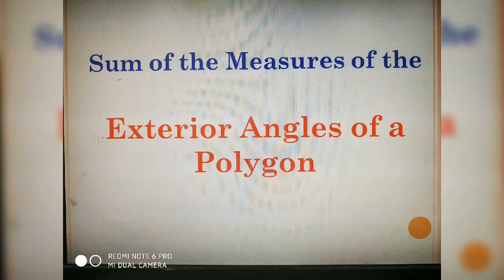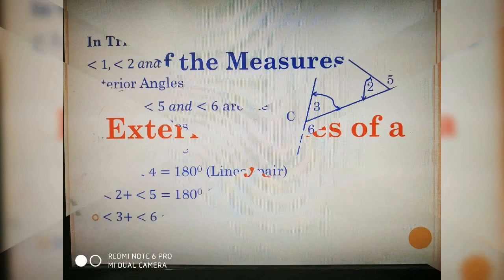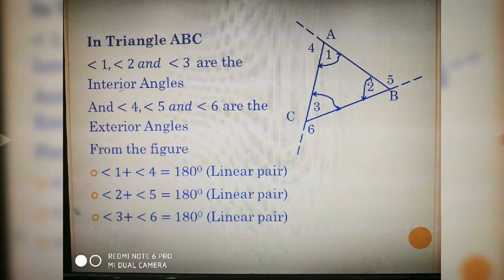So let us first take a triangle. In the triangle ABC, angle 1, angle 2 and angle 3 are the interior angles, and angle 4, angle 5 and angle 6 are the exterior angles. From the figure you can observe angle 1 plus angle 4 is equal to 180 degrees because they are a linear pair. Similarly, angle 2 plus angle 5 is equal to 180 degrees and angle 3 plus angle 6 is equal to 180 degrees. They are linear pairs.